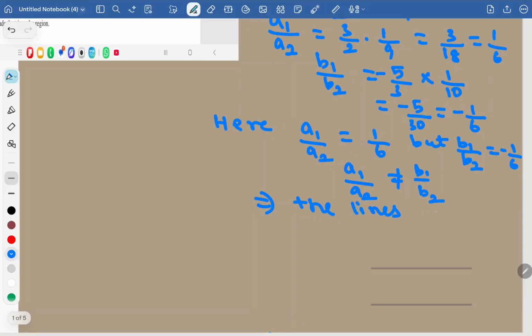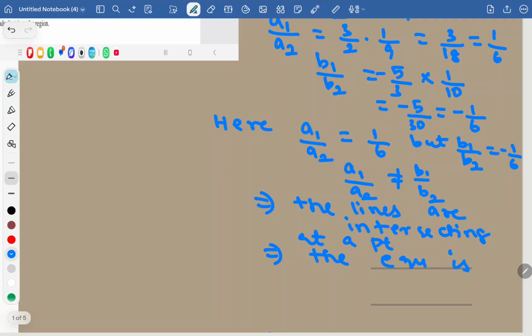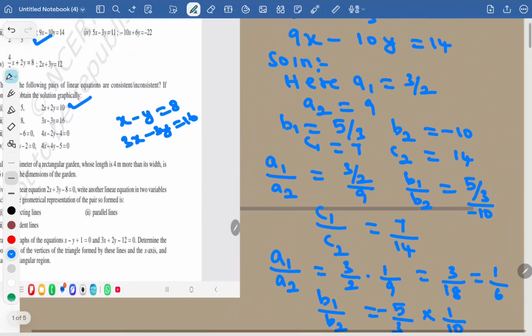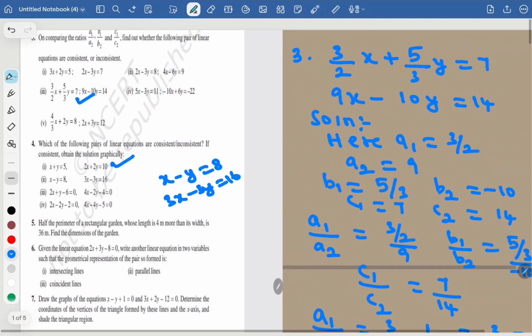Therefore, we can say the lines are intersecting at a point. The given equation is consistent. From the ratio itself, we can say the equation is consistent as well as the lines are intersecting at a point. Now I have discussed problem third one, that is third subdivision.